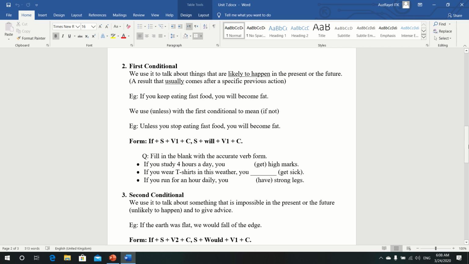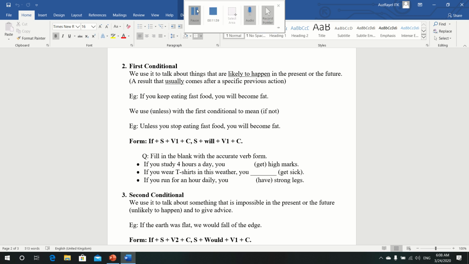If you run for an hour daily, you will have strong legs. Okay, so the first part, if you run for an hour daily, is simple present, and the second part, you will have strong legs, is simple future with will. Okay, so this is all for the first conditional, and next we will be taking the second conditional.